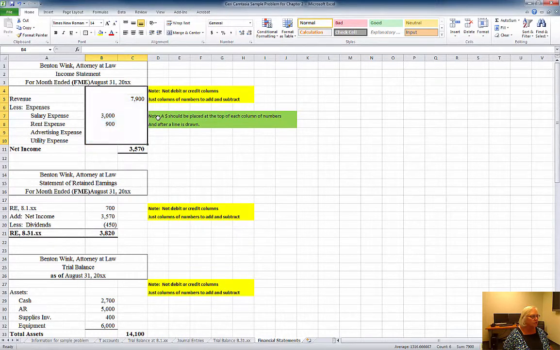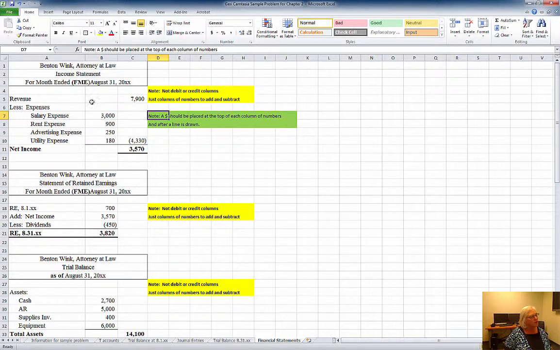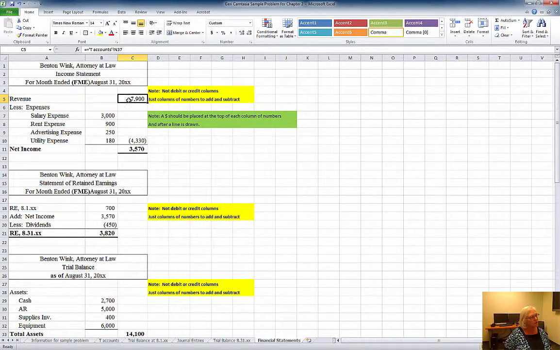Okay, the other thing you should make note of is that a dollar sign should be placed at the top of each column of numbers and after a line is drawn. So you should have a dollar sign on the 7,900, the 3,000, and the 35.70.